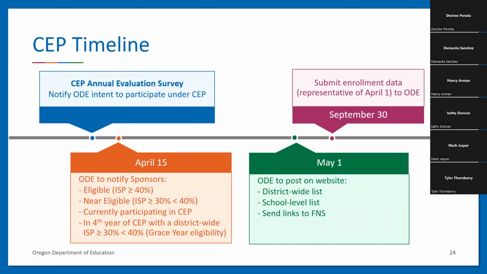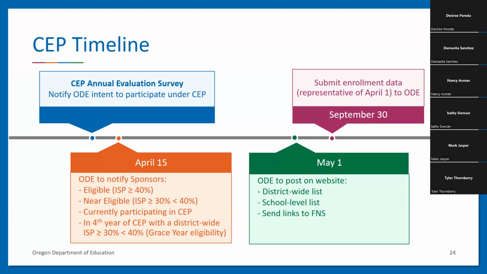The CEP annual survey is required in years 2, 3, and 4 of the current CEP agreement. This gives ODE visibility on sponsors who intend to go through the CEP election process or will continue with their current status. The April 15th and May 1st deadlines are ODE's outreach and publishing requirements for the USDA. However, they are essentially the same listings using the proxy data and will be posted at the same time by April 15th.